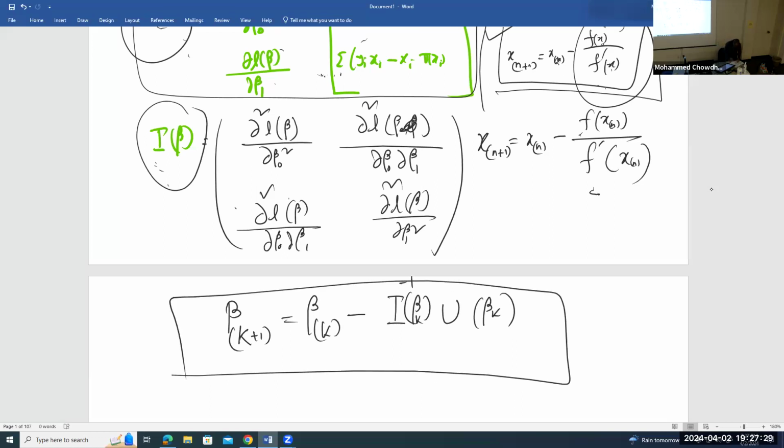Okay, so now I will discuss the computational part. You can take maybe a 10 to 15 minute break. I will also have my dinner. So let me stop in here. Pause.